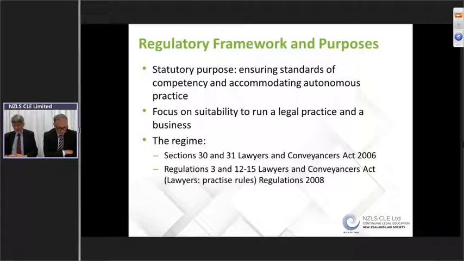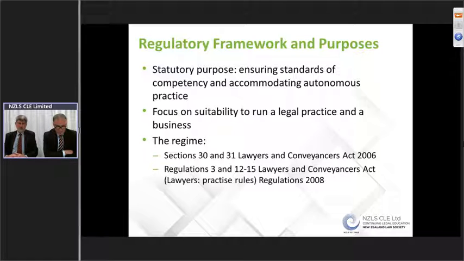Now, the framework is comprised in sections 30 and 31 of the Lawyers and Conveyancers Act. Section 31 will be of less interest to most of you, that relates to people recommencing practice, and I'll talk about that later. But section 30 is the core provision in the Act, then regulations 3 and 12 to 15 in the Lawyers and Conveyancers Act (Lawyers: Practice Rules) Regulations 2008.